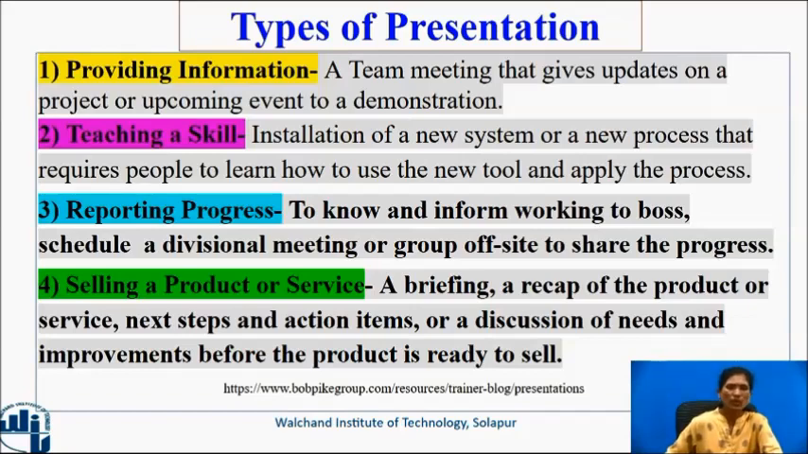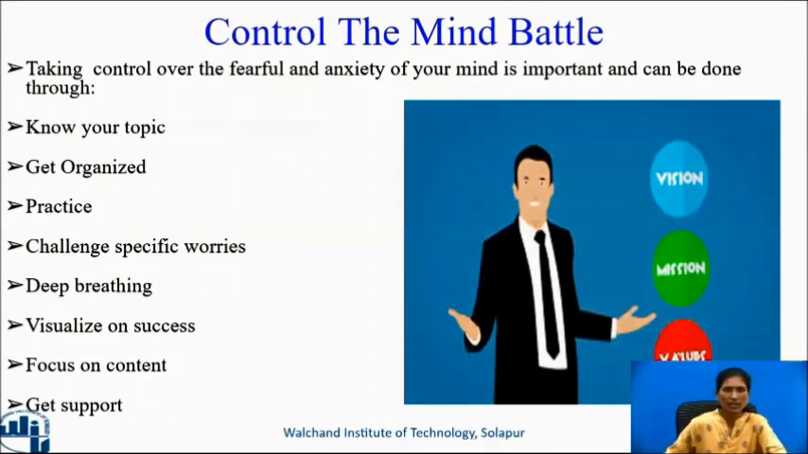Then selling a product or service, a briefing, a recap of the product or service, next steps and action items, or a discussion of needs and improvements before the product is ready to sell. You can control the mind battle.